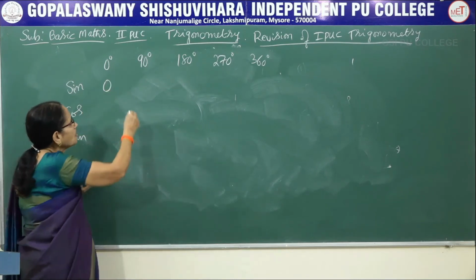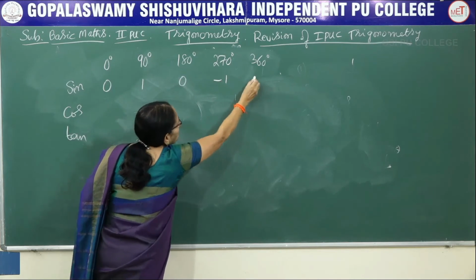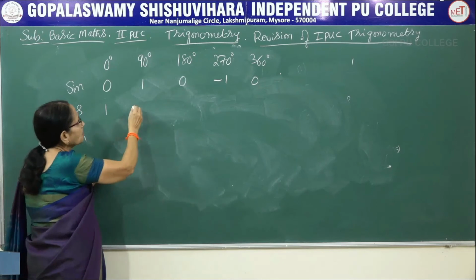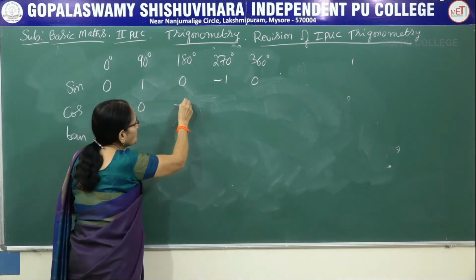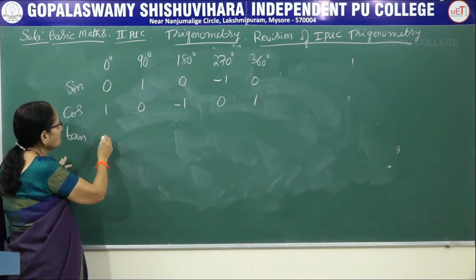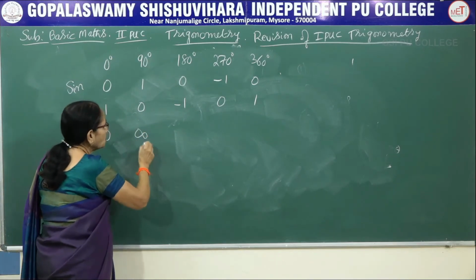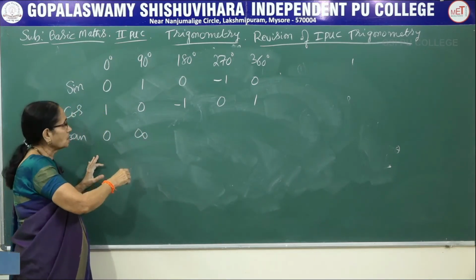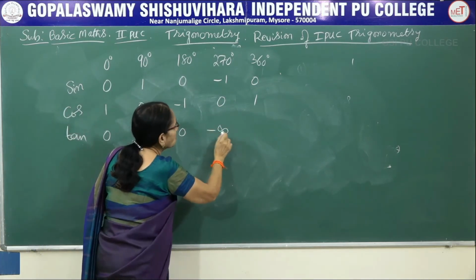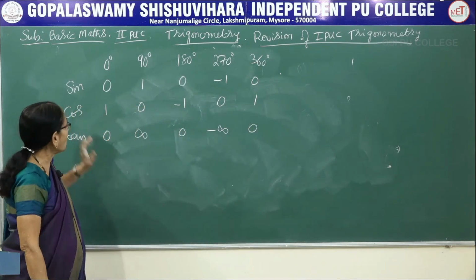Sine 0 is 0, sine 90 is 1, sine 180 is 0, sine 270 is minus 1, and sine 360 is again 0. Similarly, cos 0 is 1, cos 90 is 0, cos 180 is minus 1, cos 270 is 0 and cos 360 is 1. Now tan 0 is 0, tan 90 is not defined, but I told you already we just write it as infinity. Tan 180 is 0, and tan 270, because it is on the negative side, we write as minus infinity, and tan 360 is equal to 0.